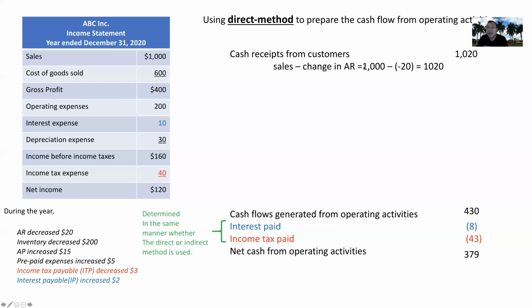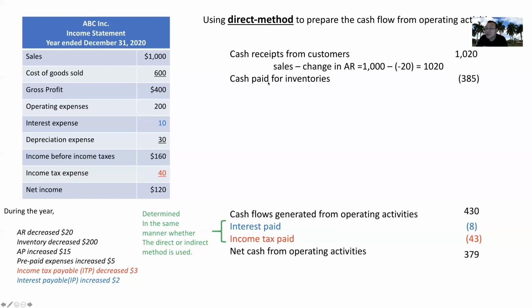Sales in this year is $1,000. Change in AR: we have that information. AR decreased by $20. Decreased, so your ending balance is less than the beginning balance, so the change is negative, which means decrease. So 1,000 minus the change, which is negative 20. Two negatives, you get a positive. So you get 1,020. That's the cash receipts from customers.